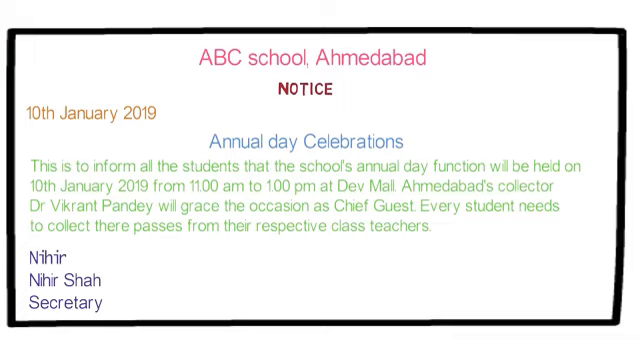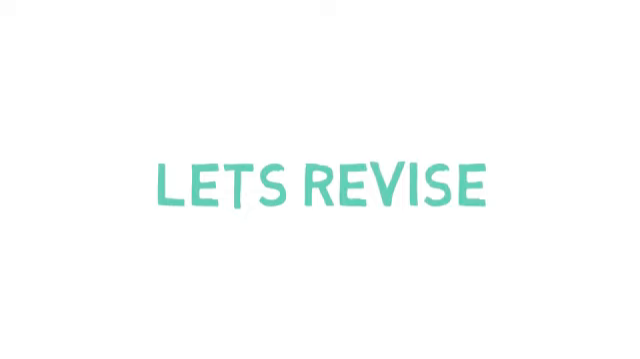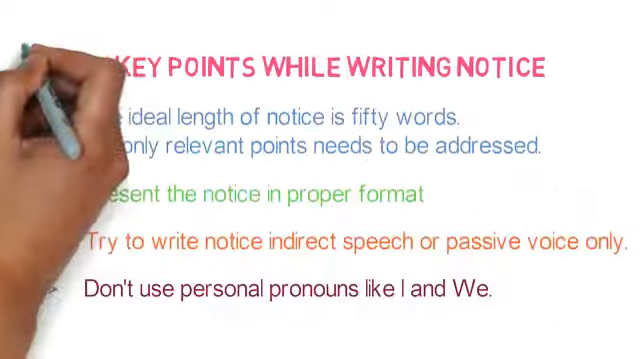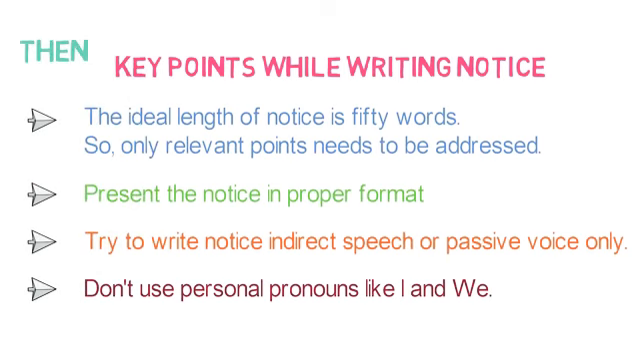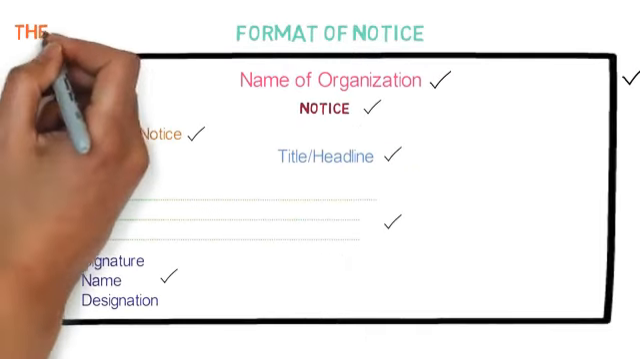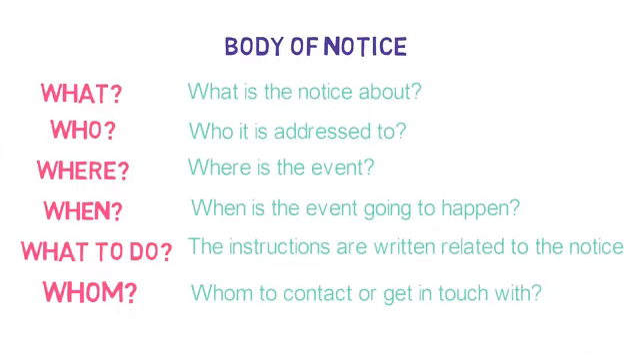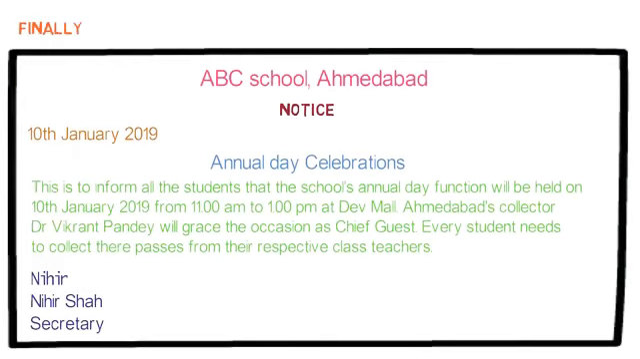So that's all in this video regarding notice writing. Let's quickly revise what we learned in this lesson. Firstly, we understood what notice writing is. It is a written or printed piece of information targeted for a specific group of people. Then we went through some of the points that need to be kept in mind while writing any notice. Then we saw the format of notice writing. In that, we also saw what needs to be there in the body of the notice. And finally, we saw one example of notice writing regarding an annual day function announcement.